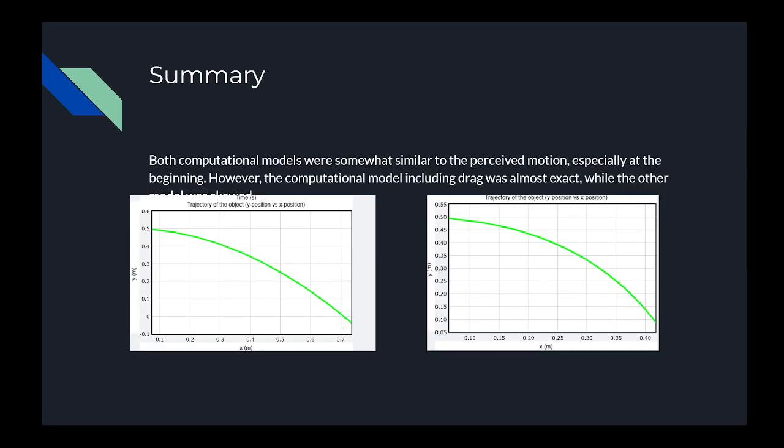So in summary, both computational models were somewhat similar to the perceived motion, especially at the beginning. But the computational model, including drag, was almost exact throughout the entirety of it, while the other model was skewed.